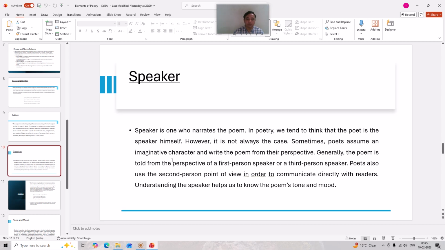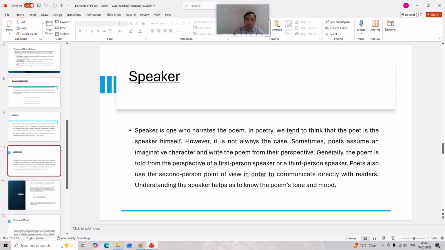Next element of poetry is speaker. Speaker is one who narrates the poem. When we read a poem, we find that somebody is talking to us, or somebody is addressing others, or somebody is talking with oneself. That somebody is a speaker, one who narrates the poem.